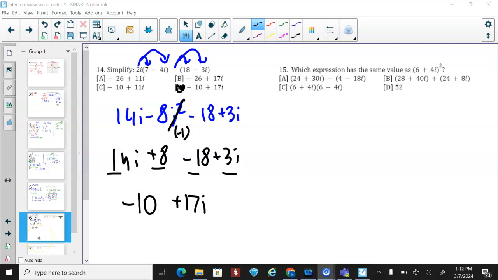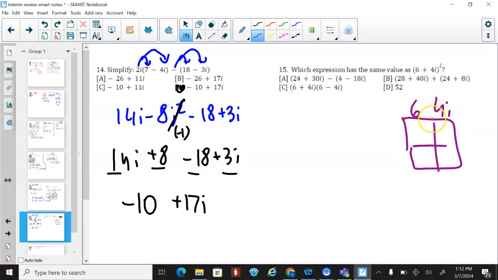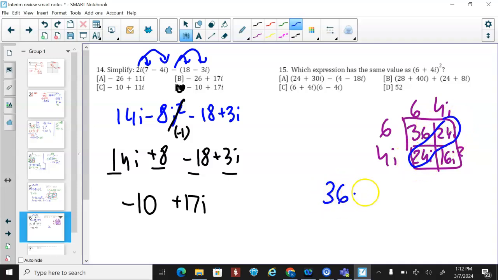All right, number 15 says which expression has the same value. So, of course, we're going to go ahead and calculate the multiplication in a box method of these two. So this is 36. This is going to be 24i. This is going to be 24i. And this is going to be 16i squared. We're going to combine like terms. So 24 and 24 goes together. So we got 36 plus 48i plus 16i squared.